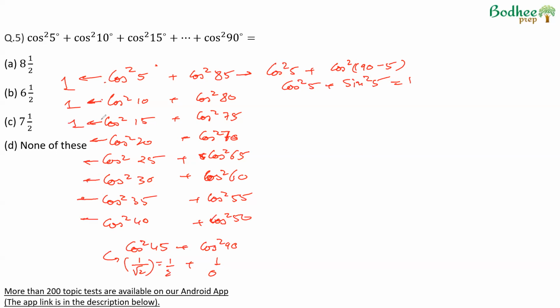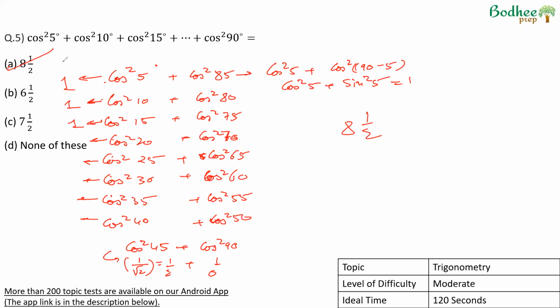So that is 1, 2, 3, 4, 5, 6, 7, 8, plus we have a half and a 0. Therefore, the total sum will be 8.5. Option A becomes the answer. I will say it is a moderate to difficult question because not all the terms are treated similarly. There are 8 pairs that are formed and then 2 separate terms, so there is a chance of a mistake or missing out on a term. So maybe moderate to difficult, and about 2.5 minutes to solve.